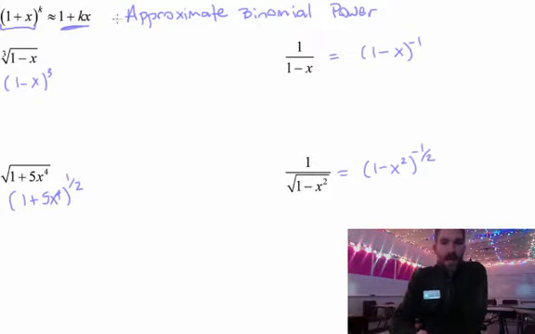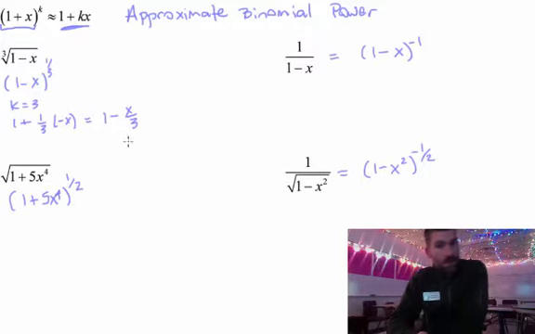1 plus kx. So in this case, k is 1/3. So 1 plus kx is just going to be 1 plus 1/3 times negative x. So you're going to end up with 1 minus x over 3. That's your approximation. That's all there is to it. Easy peasy lemon squeezy.